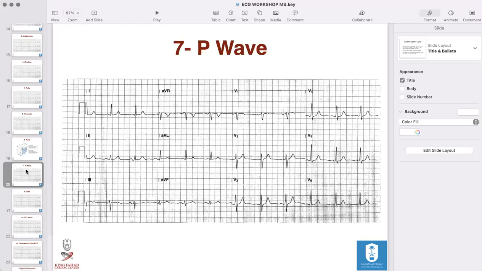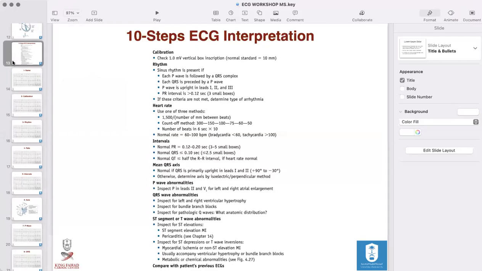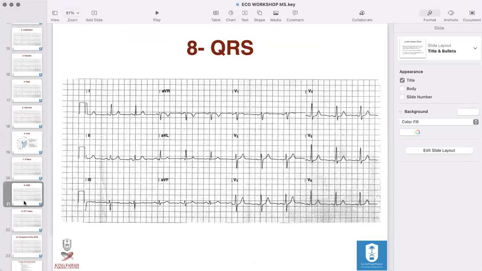After the P wave assessment, I want you to look at the QRS wave abnormality, okay? And this is where you look for left and right ventricular hypertrophy based on the QRS voltage, and the width. You're going to look for bundle branch block, and you're going to look for any pathologic Q wave. So here is an example of the QRS, and you're going to look at the width.